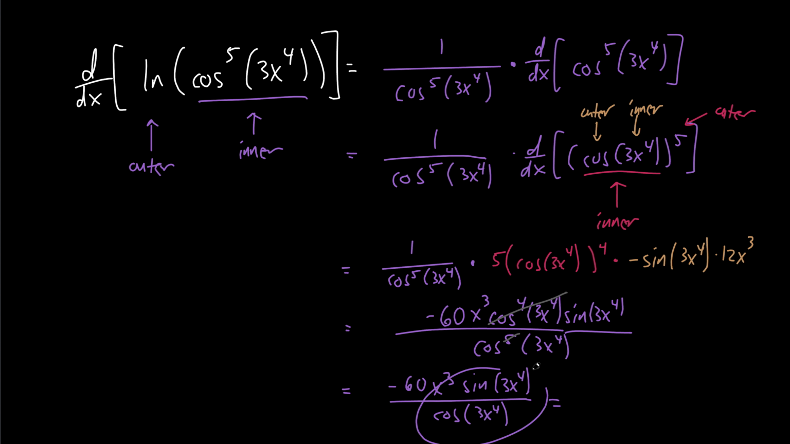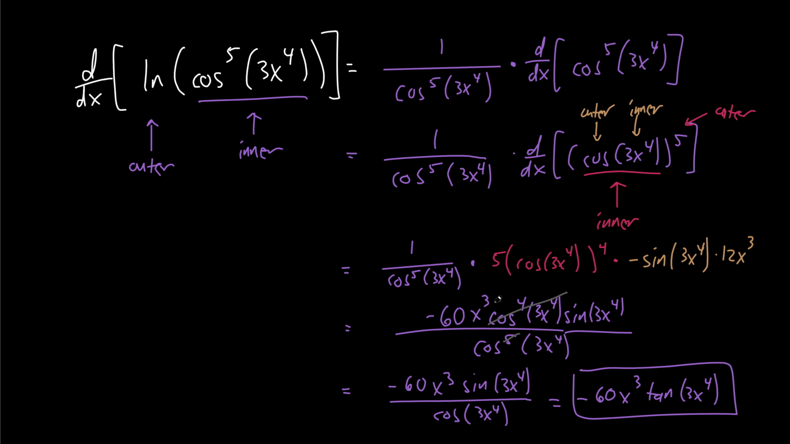And here, just recognizing sine over cosine is tangent, I get negative 60x cubed tangent of 3x to the 4 as my final answer for the derivative of this big mess up above.